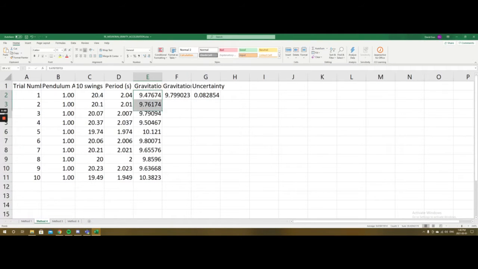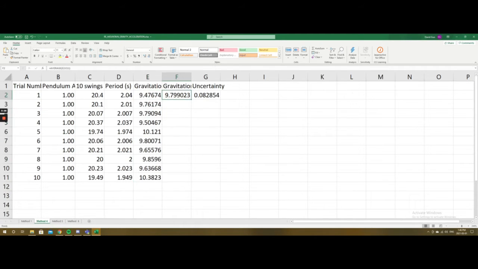To find the value of gravitational acceleration from a pendulum, we first needed the length of the pendulum arm and also its period. Here, the length of the arm was 1 meter. Its period we calculated by waiting for it to swing 10 times and then taking that time value and dividing by 10 just to give us a more accurate result, which gave us a gravitational acceleration value for each of the trials.